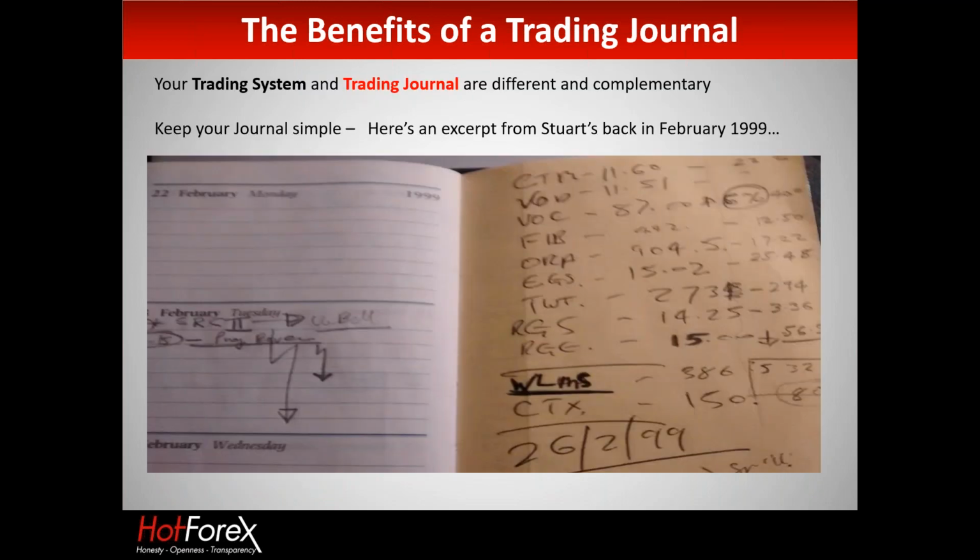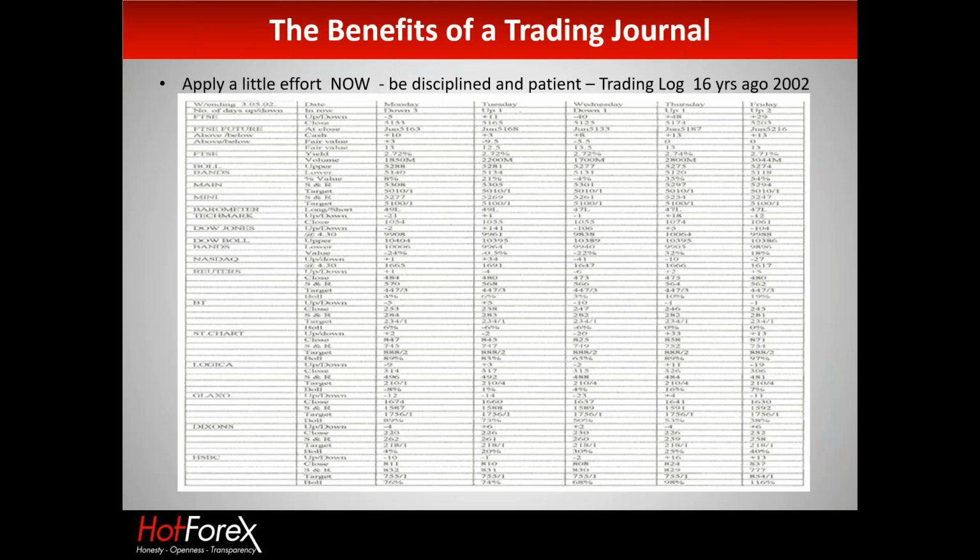Now, this is an example from Stuart's own blog. So as you can see, this is very simple. He just wrote down what he traded, what was his target, and how these things move. So this is a simple example of how we can have a trading journal. A slightly more complicated journal, which you can also find in the handouts of this webinar, is this.